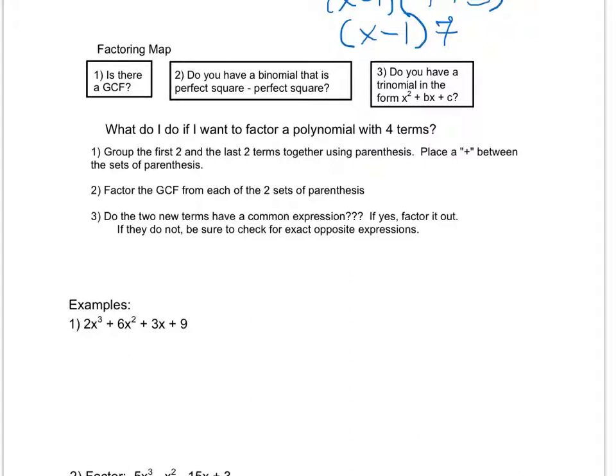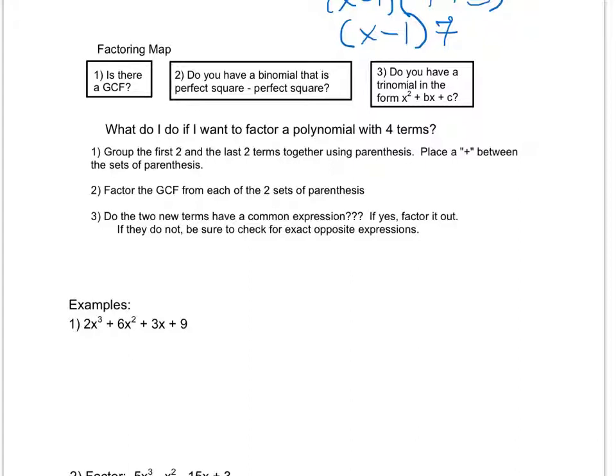Well, here are some rough steps for you, and I'm going to run through them. I do have 3 examples on them. We're going to group the first 2 and last 2 terms together with parentheses and put a plus in between them. We're going to factor the GCF from each of the 2 sets of parentheses. And then we're going to factor one more time from each of our groups. So really we're going to factor 3 times.